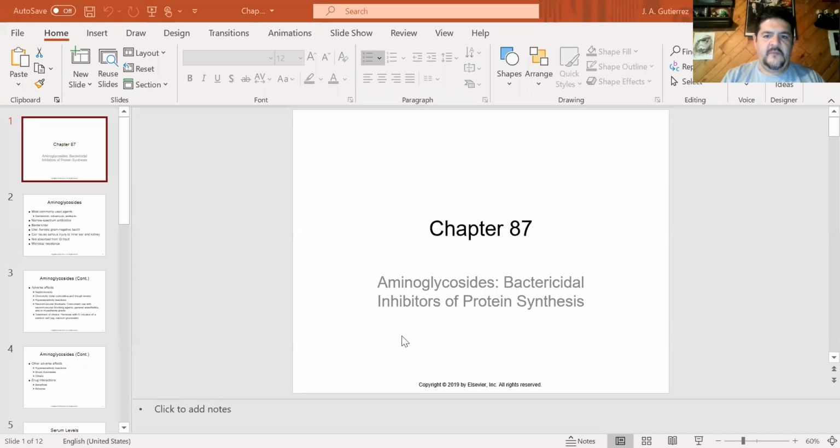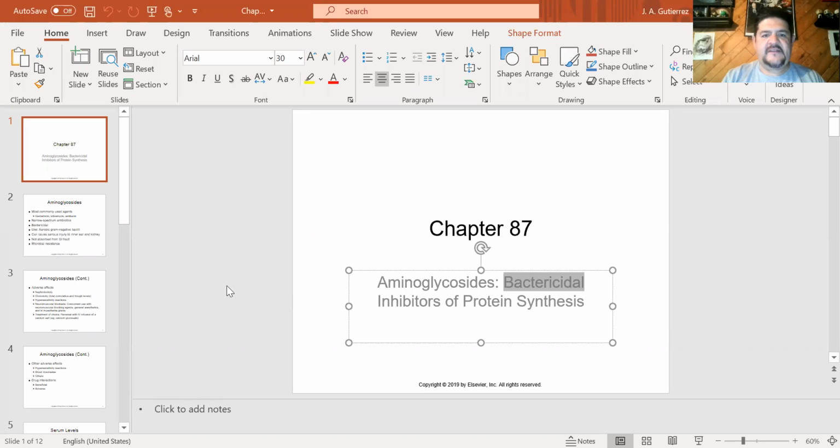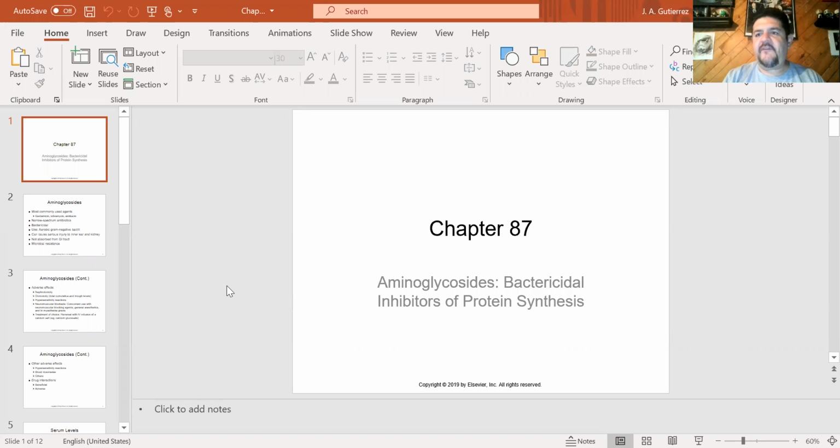Hello, everyone. So now we're going to continue with the aminoglycosides, another very common antibiotic used in hospitals with very, very special indications. So let's do a review of them. Aminoglycosides are also bactericidal. That means that they don't kill the bacteria. They inhibit growth and multiplication.